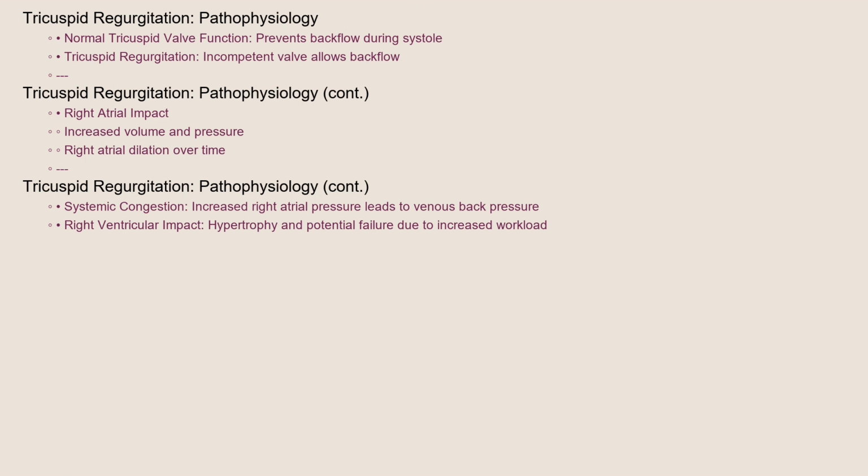This backward flow increases the volume and pressure in the right atrium. Over time, the right atrium may dilate to accommodate the extra blood volume. Furthermore, the sustained increase in right atrial pressure can lead to back pressure in the venous system, resulting in systemic congestion. The right ventricle must also work harder to compensate for the regurgitant volume, potentially leading to right ventricular hypertrophy and eventually right ventricular failure if the condition persists untreated.